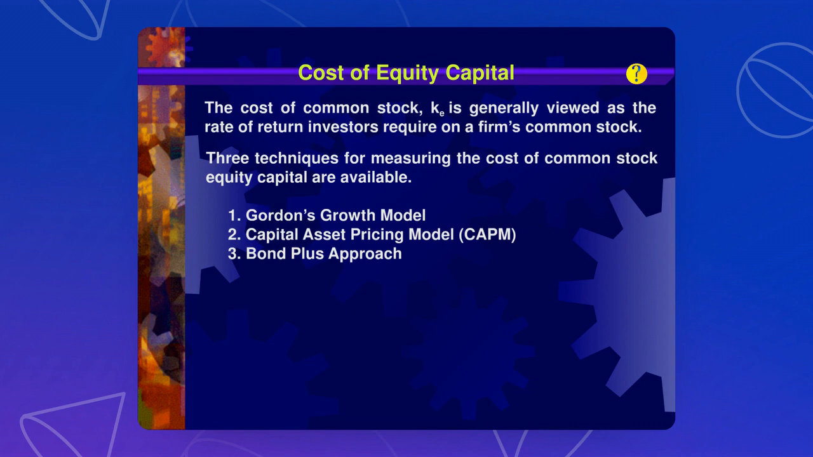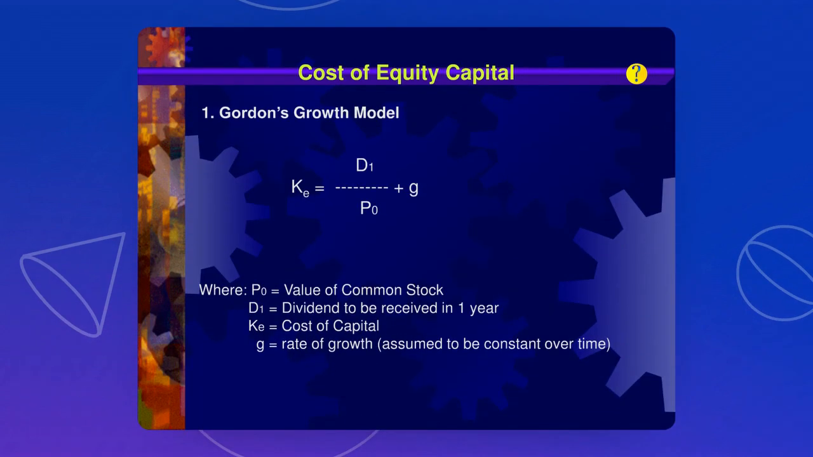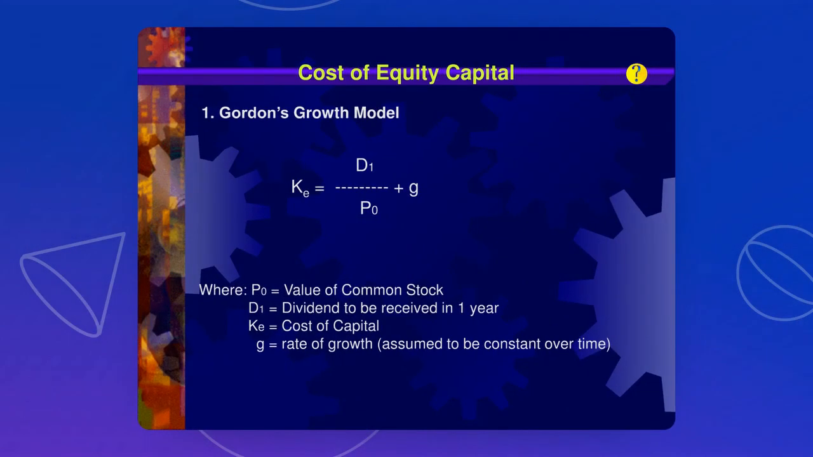So what do we mean by Gordon's growth model? Number one, Gordon's growth model. If you notice, class, it looks the same as the formula earlier in the cost of preference, dividends divided by proceeds. But in the cost of equity, in the Gordon's growth model, it should be the dividend to be received in 1 year. So meaning, class, it is future. What is new in the cost of equity? There would be G, or your growth rate. Class, that is new, particularly in computing your cost of equity.